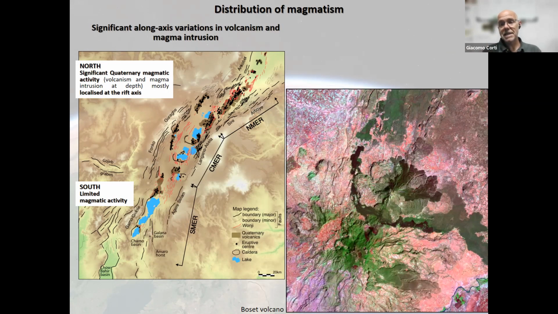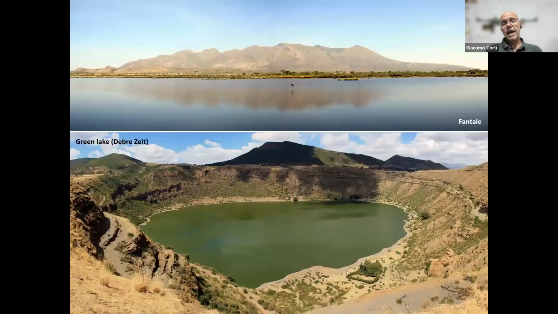And we have beautiful examples. Here is a beautiful satellite image of the Boset volcano in the northern part of the Main Ethiopian Rift, with a typical alignment of volcanic bands along the north-northeast, south-southwest oriented axial faults. And again, these volcanoes are represented by silicic central volcanoes like Fantale here at the top, but also beautiful ones, and a lot of different volcanic bands in different parts of the central and northern Main Ethiopian Rift, and beautiful landscapes created by this volcanic activity.